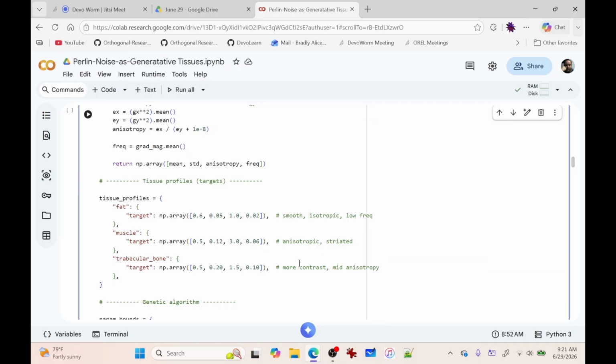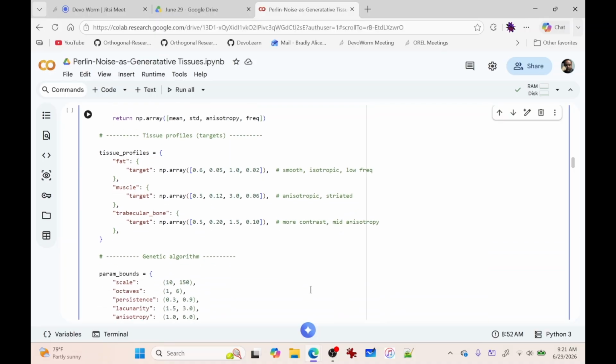So isotropic just means that there isn't a lot of variation over space. Anisotropic means there's variation over space. In muscles, you have these striated bands, as opposed to fat, where it's almost like a gelatin. And then there's some variation, but it's not very common. And then trabecular bone, where there's more contrast and there's a moderate amount of anisotropy. So that's what we're aiming for here.